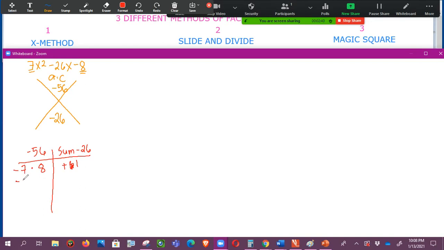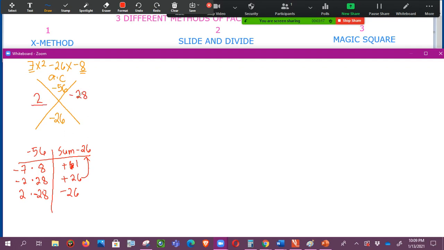What about negative 2 times 28? That would be positive 26. Okay, we're almost there, because we just need to change the sign in order to have negative 26. So we have 2 times negative 28, which has a sum of negative 26. So I think we found the best factors for that. I will write 2 here and negative 28 here.